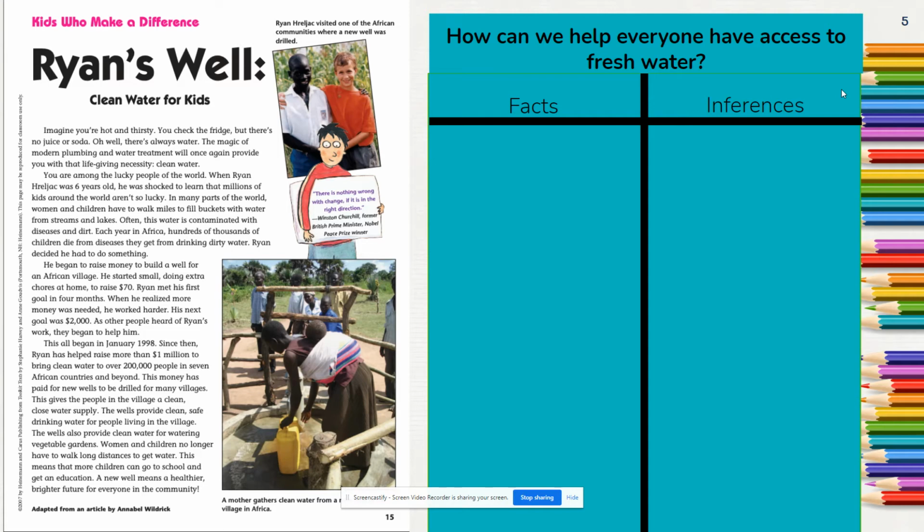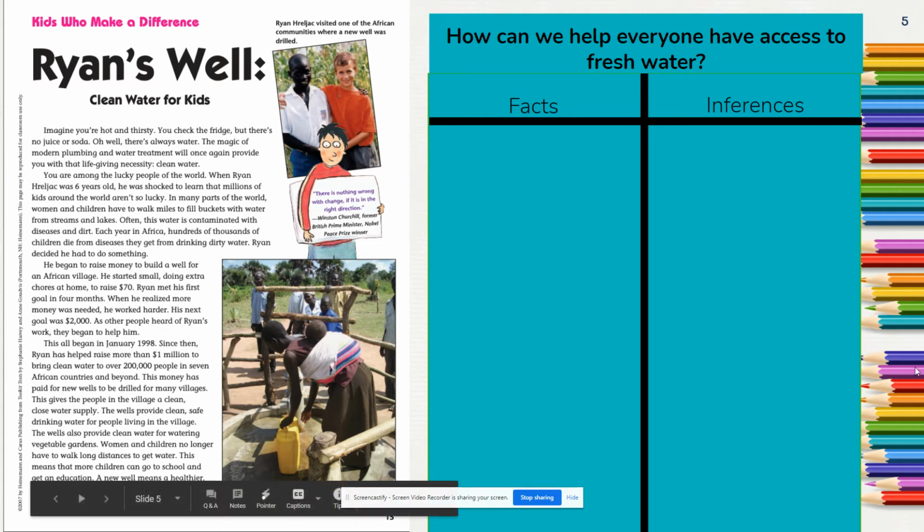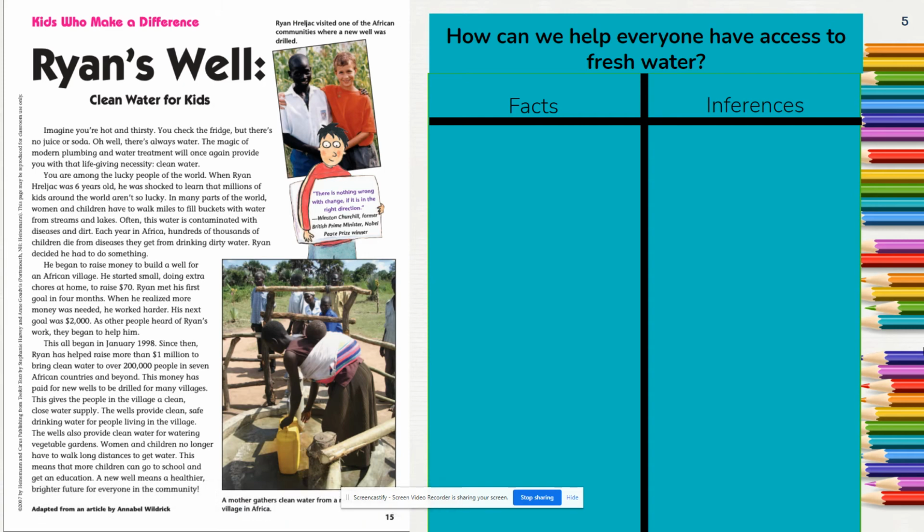You have a copy of your text, and you have your own facts and inferences chart that you copied into your reading journal. Follow along as I read. I'm also going to record facts in the first column here and what they lead me to infer, the inferences, here in the second column. You're going to have a chance to watch my thinking and notice what I'm doing. Then you will be able to practice for yourselves.